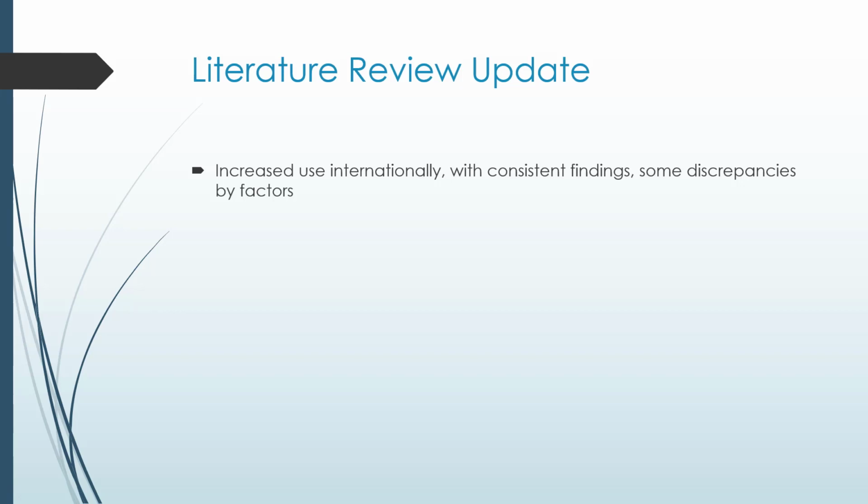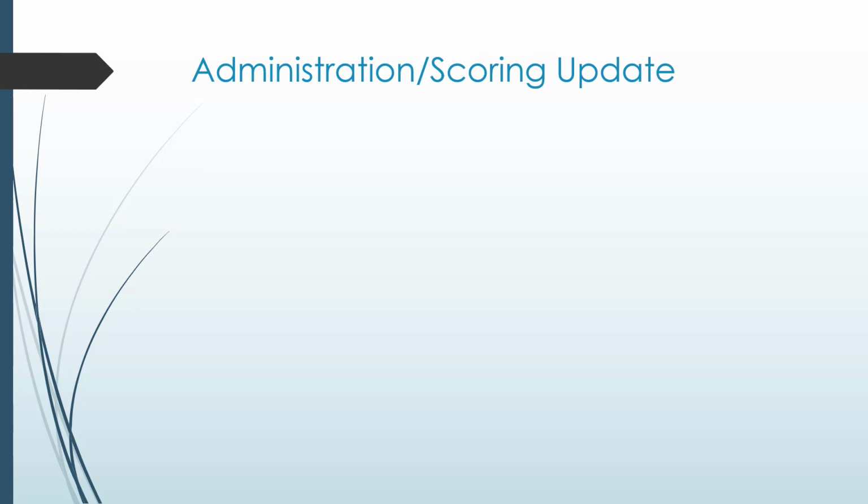For the literature review, we found that there's an increased use of the Stroop internationally, seeing some basically consistent findings, some discrepancies, some differences in some different demographic factors about different scores. We see an increased use of the Stroop in clinical trials. For example, one area of particular use is Huntington's disease, where the Stroop's been incorporated into a standardized battery. In other literature, we see that the Stroop's used as a stimulus in MRI studies and newer technology since the last edition of the Stroop.